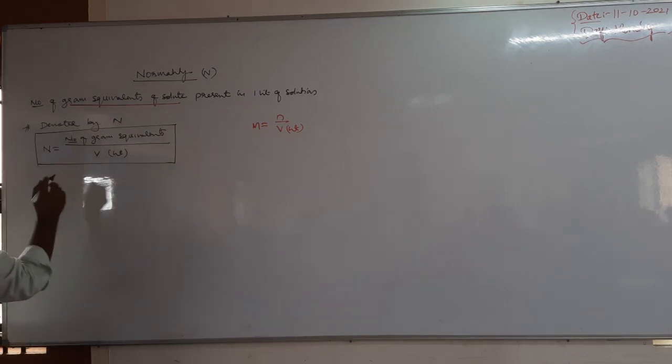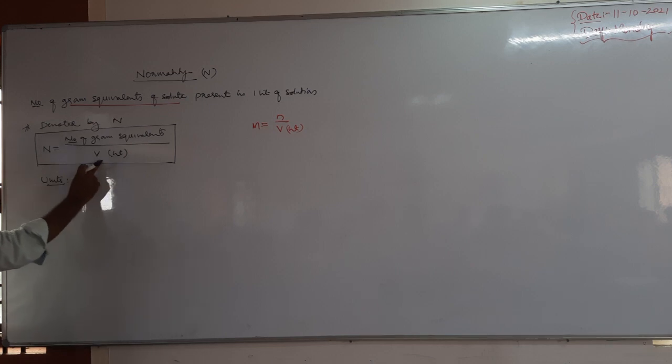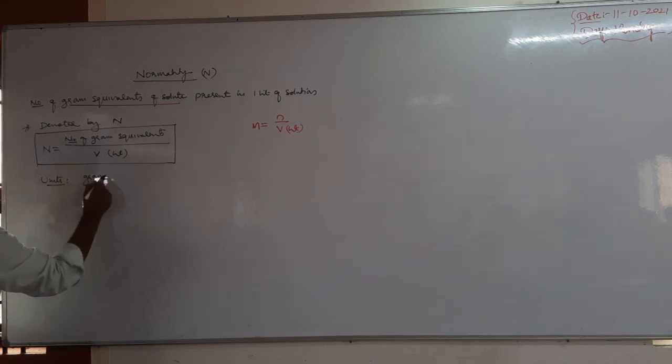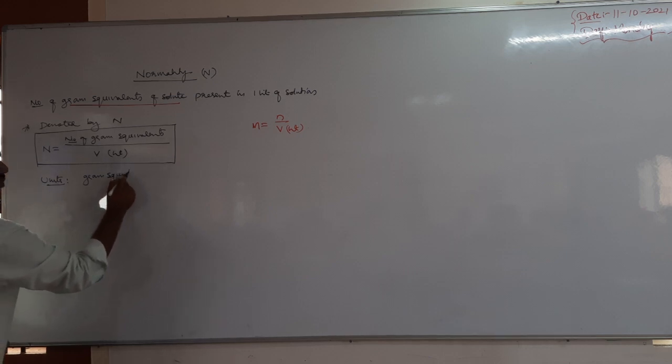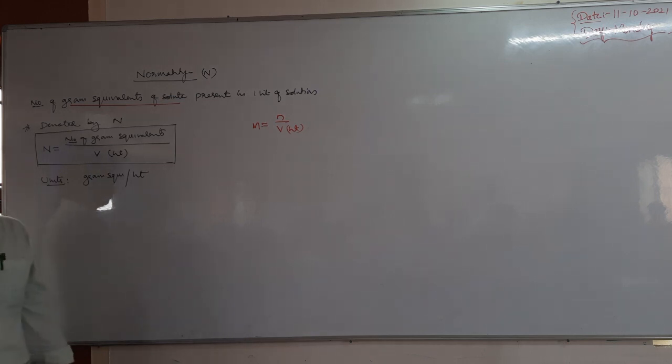Next, what is the unit of normality? Number of gram equivalents per liter. So gram equivalents per liter is the unit. Okay. Next, does it depend on temperature or not? Yes, it depends on temperature. Why?